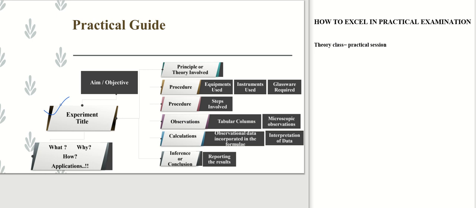So our aim for that experiment would be the determination of viscosity for the given liquid sample. And for example, if you are asked to compare the viscosities of two samples, then it would turn out to be a comparative study. Your aim and objective would be the determination of viscosity of the given samples.